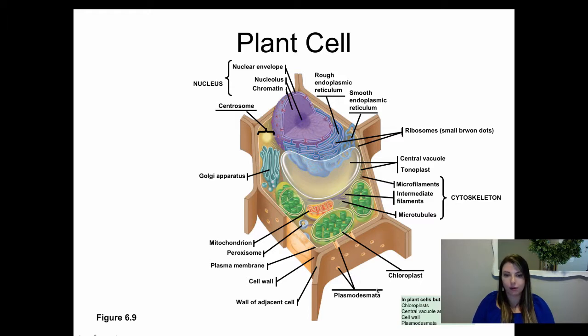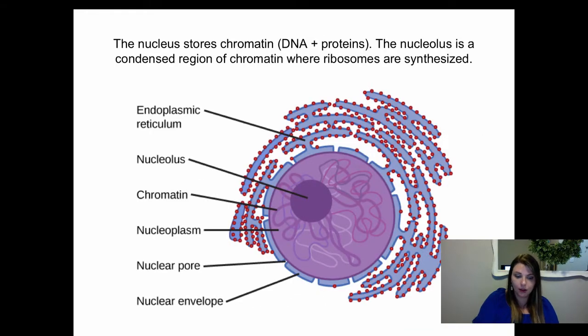And plant cells also have what's called plasmodesmata, which is their particular kind of intracellular junction, and it's how the plant cells communicate with each other. So the nucleus is where you will find the chromatin, and chromatin is simply DNA combined with proteins. We know that DNA will not leave the nucleus, so anything that needs to happen with the DNA is going to occur inside of the nucleus.